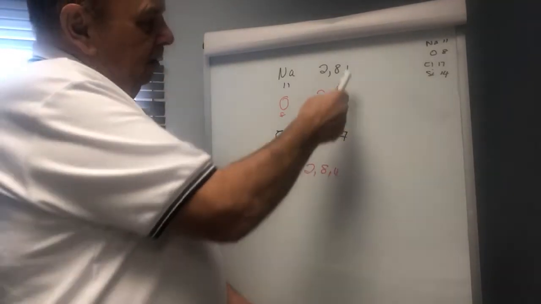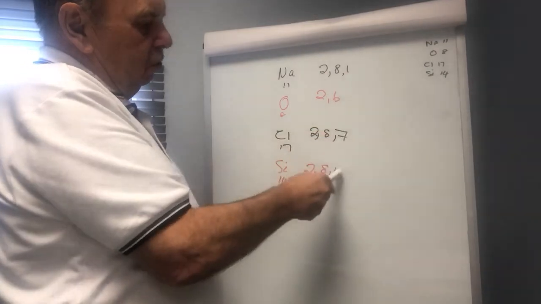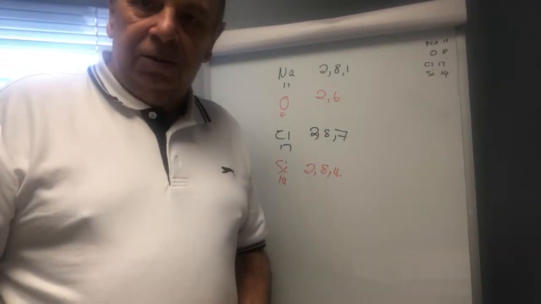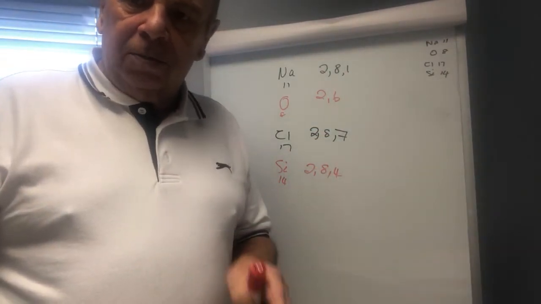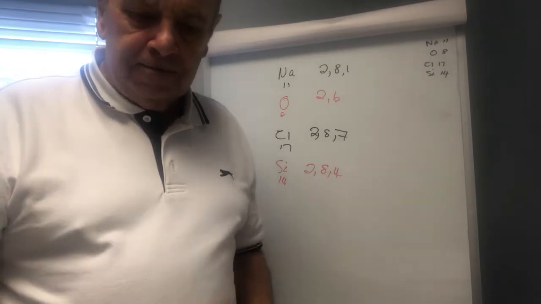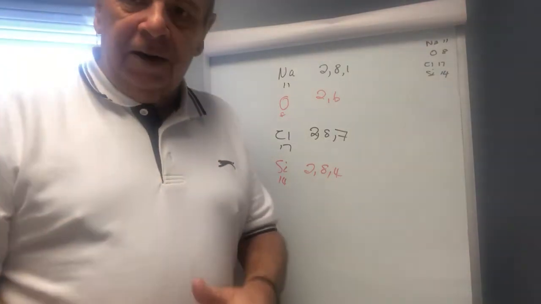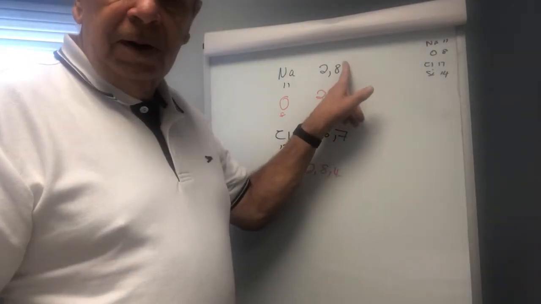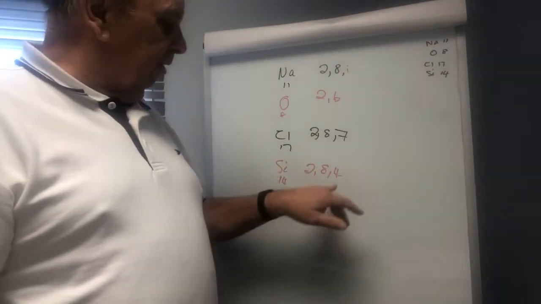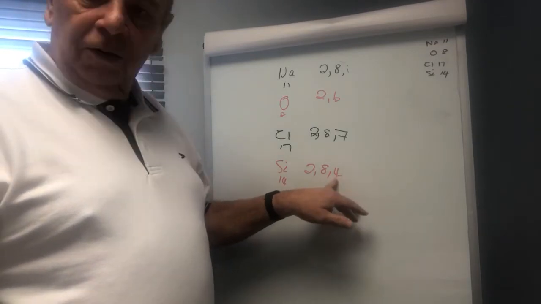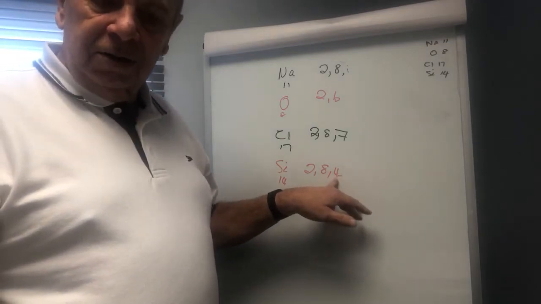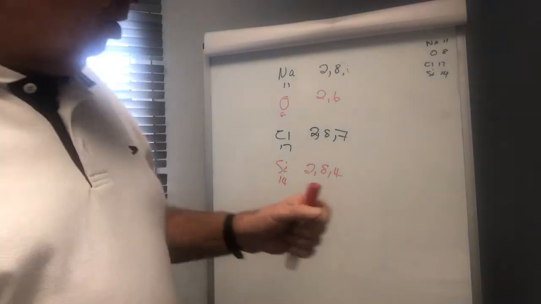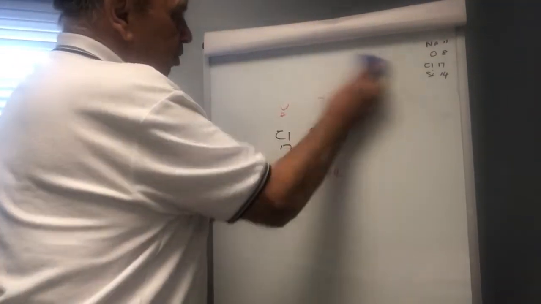It's the number of electrons found in the outer shell that determines its chemical properties. Elements found in group 1 have 1 electron in its outer shell. Elements found in group 4 have 4 electrons found in its outer shell. So that's the electronic configuration.